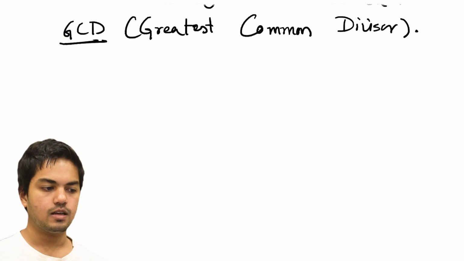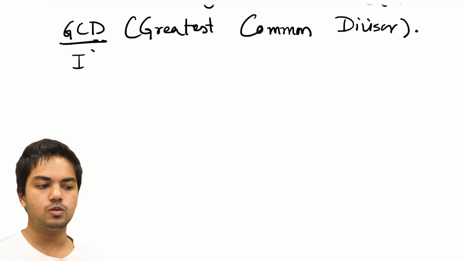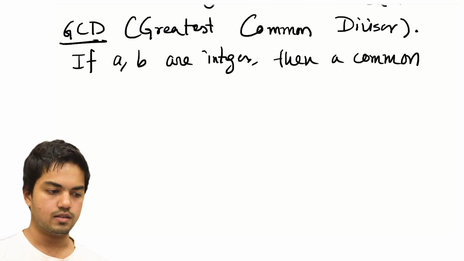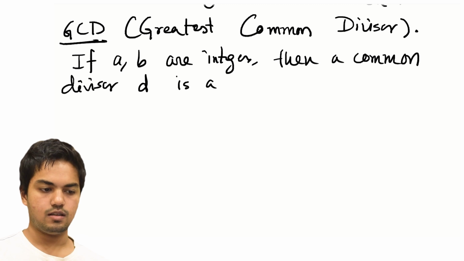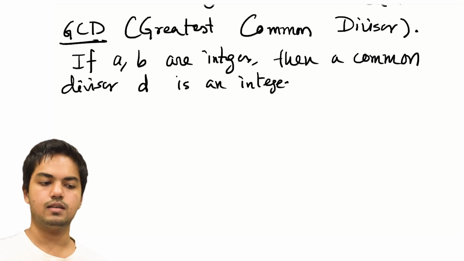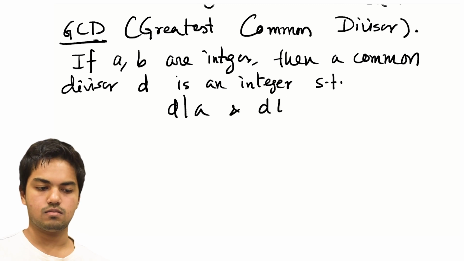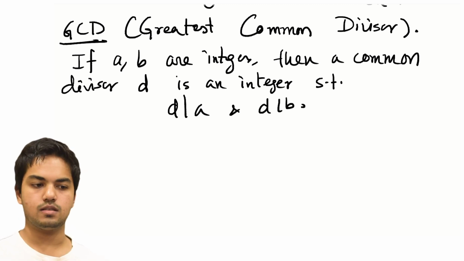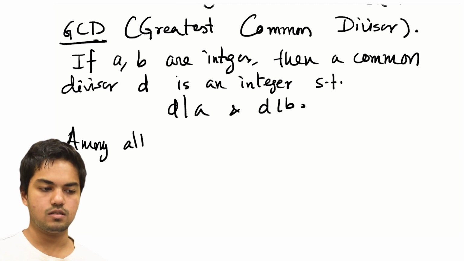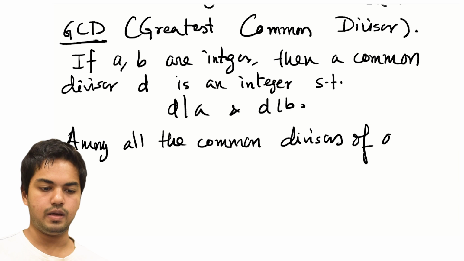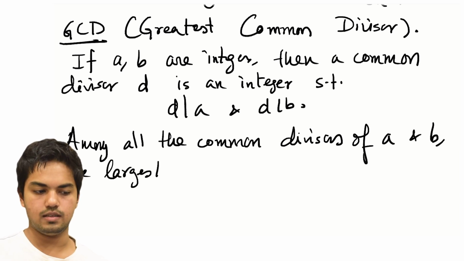What is the GCD? Let's first get the notion of the common divisor. If A and B are two integers, then a common divisor D is an integer such that, understandably, D divides A and D divides B. It's a common divisor. It divides both A and B. Among all the common divisors of A and B, the largest one is called the GCD.